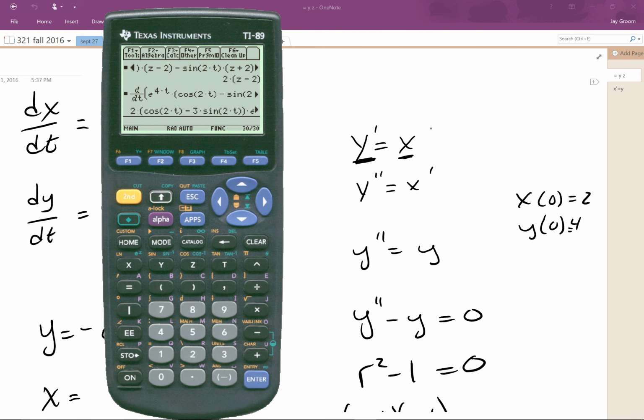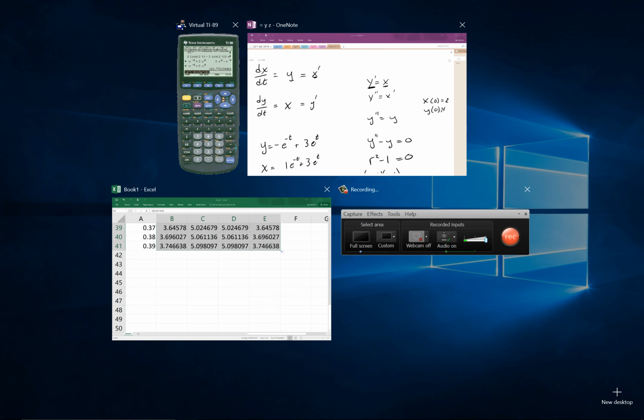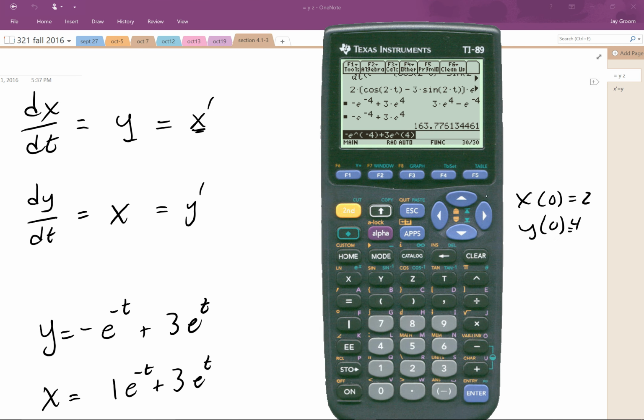All right, so if I do negative e to the negative, now remember we're evaluating at 4, right? Plus 3 e to the 4. Should get 163. Is that right? Yeah. Oh, I left off at 0.4. Okay, well, we'll go to 4 on the other page in just a moment.